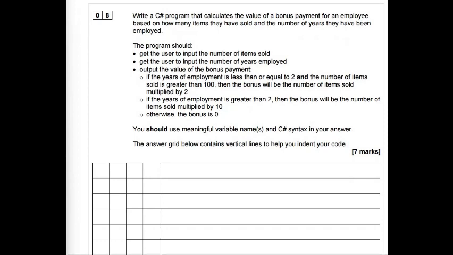Ooh, number 8, another C sharper. Another C sharper? Can't handle the heat? Get out the exam hall.